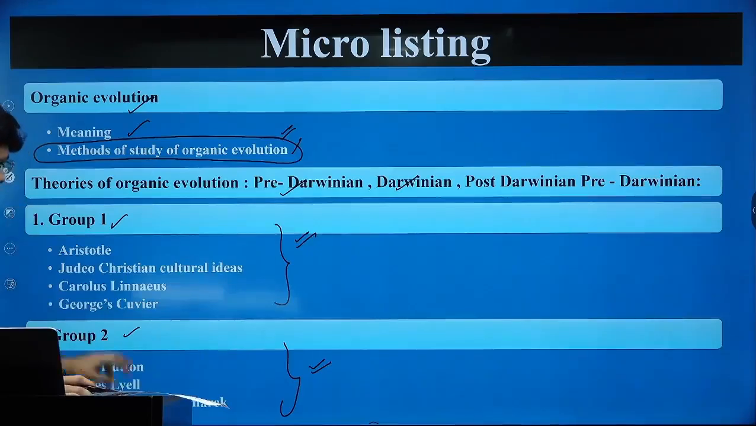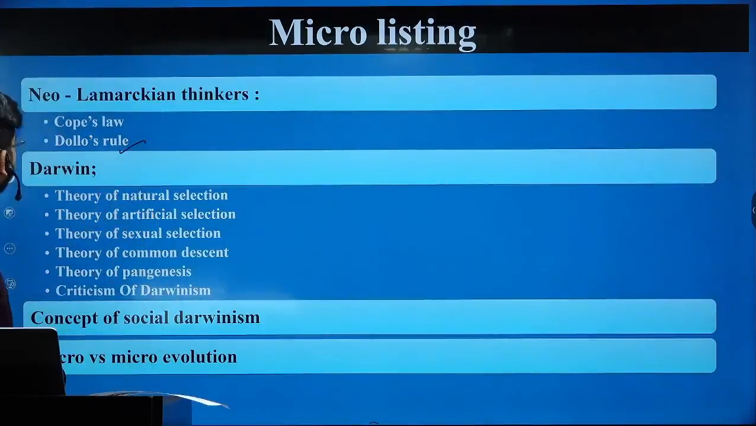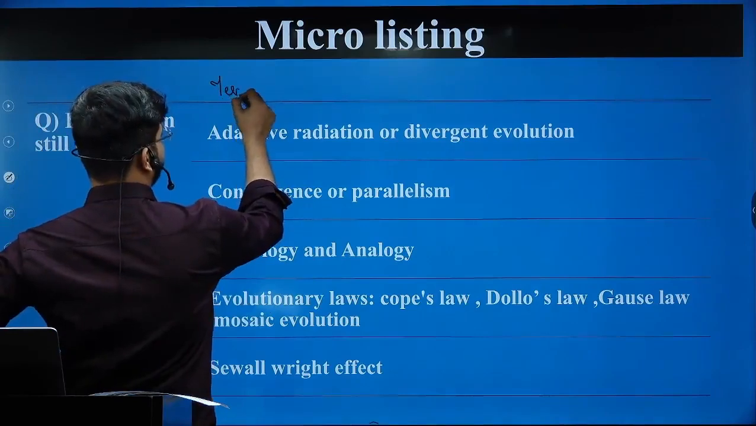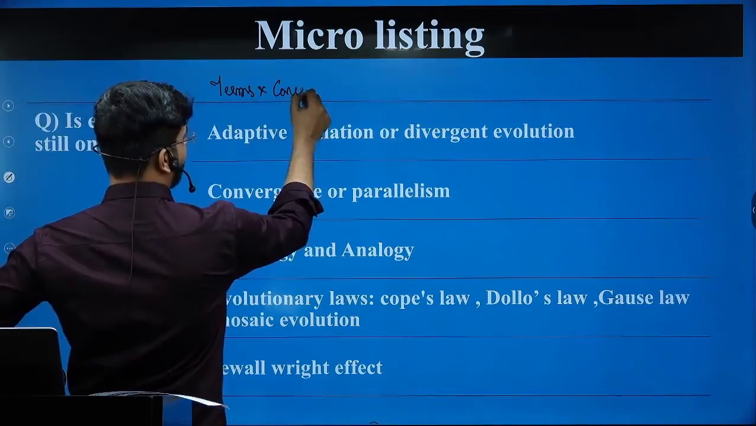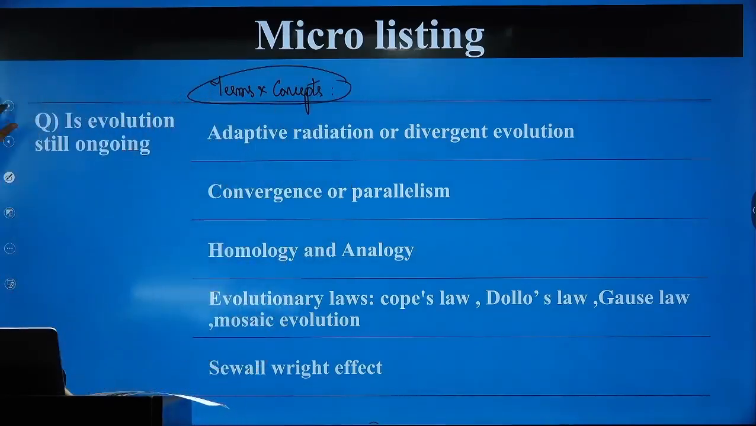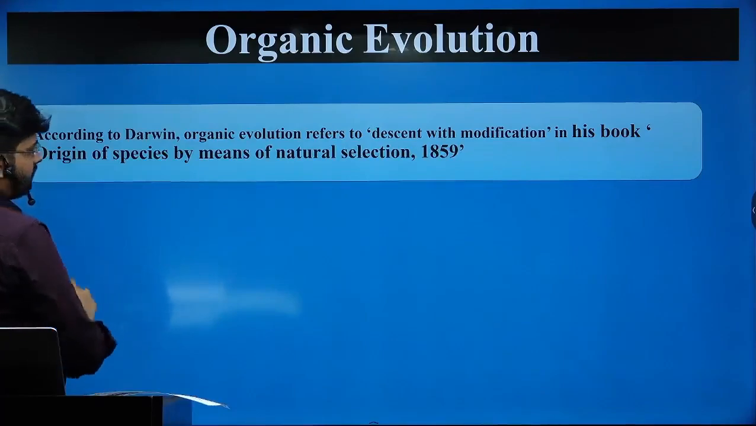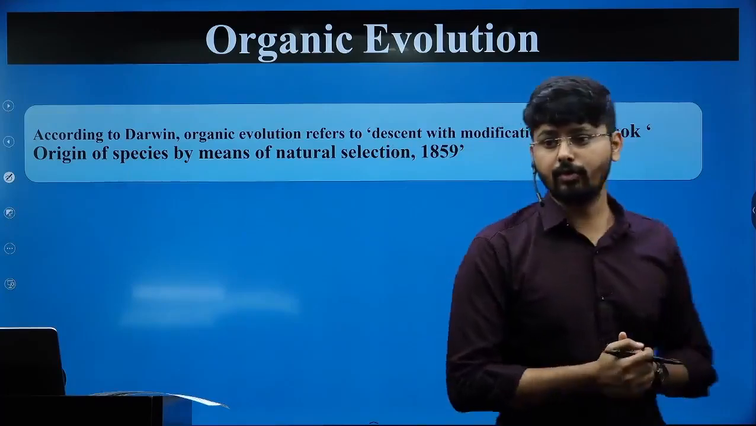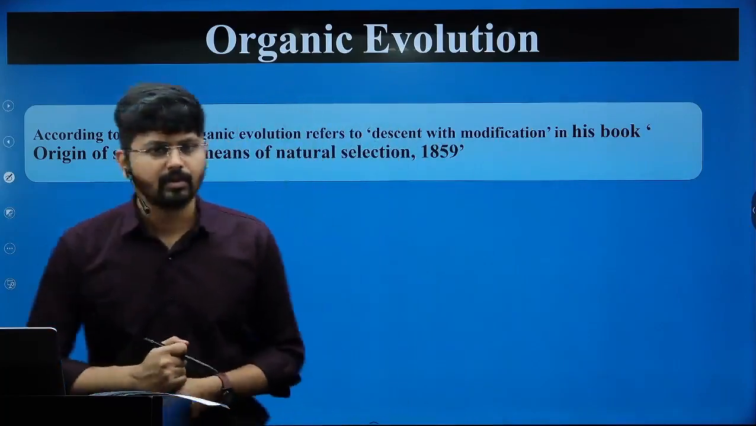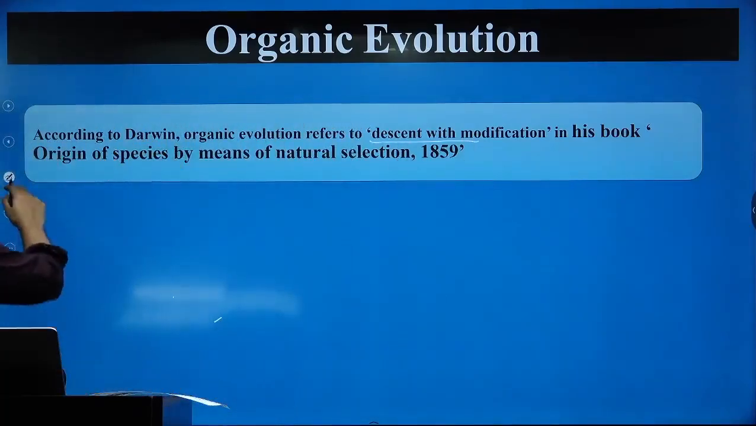So you have Lamarckism, and after that neo-Lamarckism, and Darwin's theory. Within Darwin you have a lot of things, and then you have certain terms and concepts related to evolution. Coming to what we mean by organic evolution, what did Darwin define? He defined evolution as descent with modification. Descent with modification.